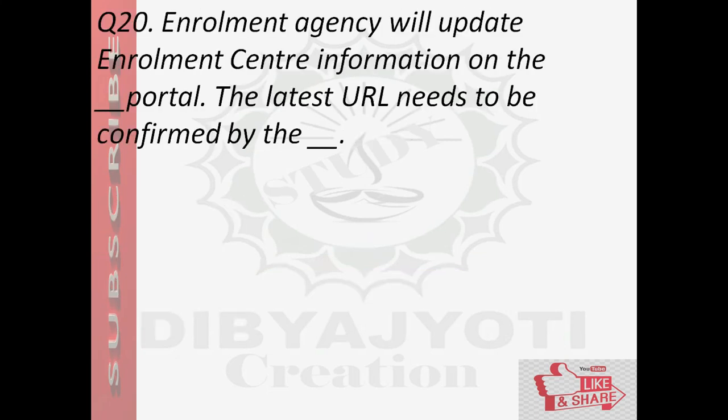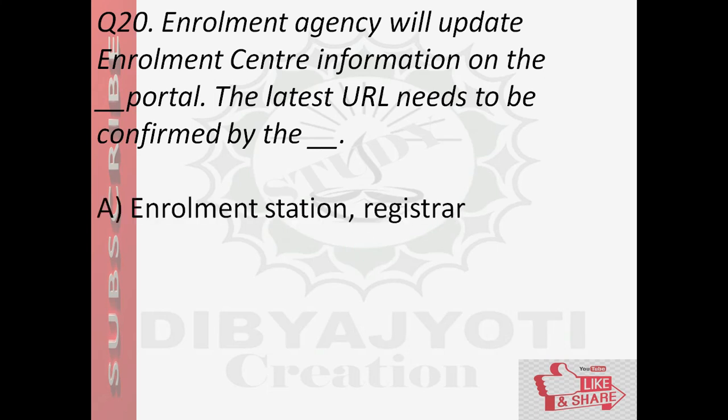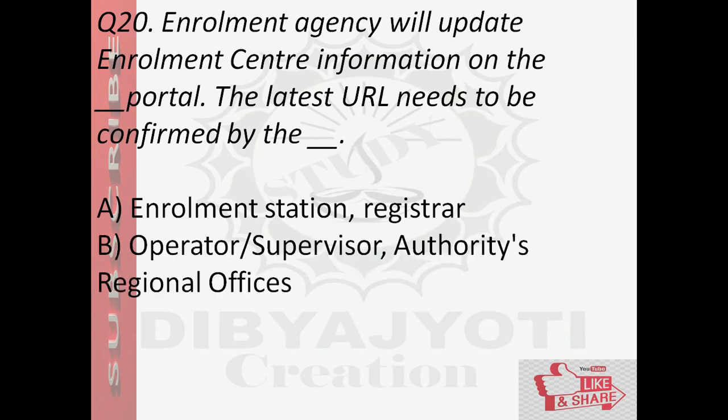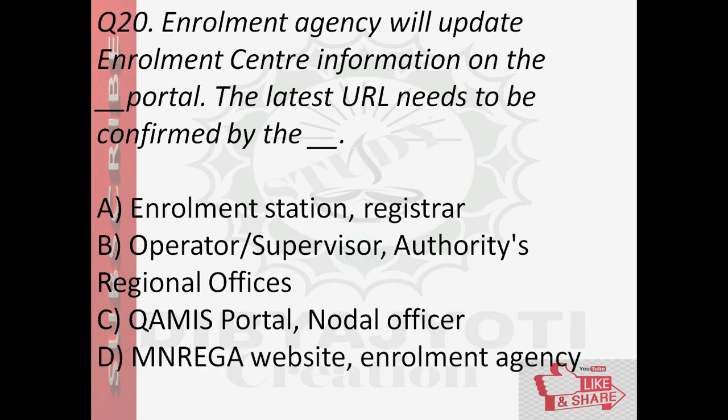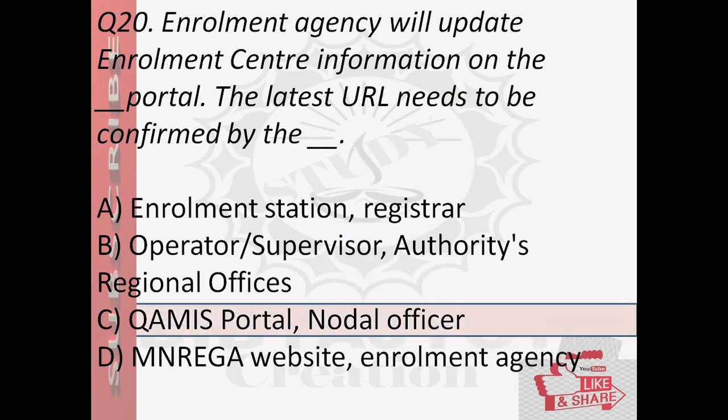Then question number 20, enrollment agency will update enrollment center information on the DASH portal. The latest URL needs to be confirmed by the DASH. Options are option A, enrollment station, registrar. Option B, operator or supervisor, authorities, regional office. Option C, QAMIS portal, nodal officer. Option D, MNREGA website, enrollment agency. And answer is QAMIS portal or nodal officer.